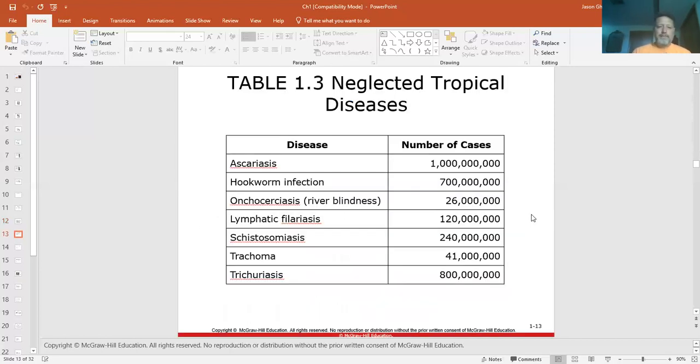So again, here are some other ones. Schistosomiasis. Most of these are parasites, again easily treatable, but it's from unclean environments, and people are exposed to it, so it gets transmitted.